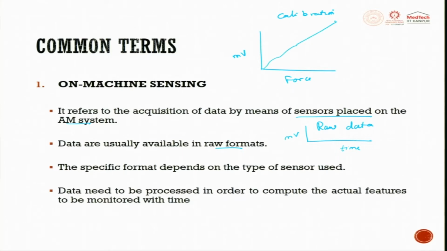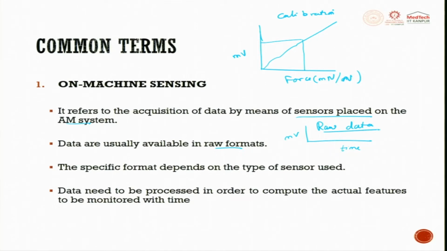So, then what you do is you take the millivolt reading, and from the millivolt, you find out what the force is. This can be in millinewton or it can be in Newton, etc. So, you figure out from the calibration chart what the force is, and then you report the force. So, what you acquire here is raw data.